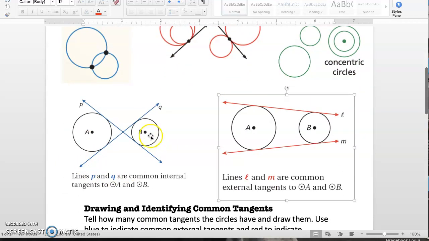This is an example of common internal tangents. We see line Q intersects circle A right at the bottom right. Then if it continues through, it intersects circle B in the upper left. What I like to think of is that it's internally drawn between the two circles, so it goes in the middle of them. P is also the same thing. It goes down, intersects circle A right around here, and continues downward and intersects circle B somewhere down here as well.